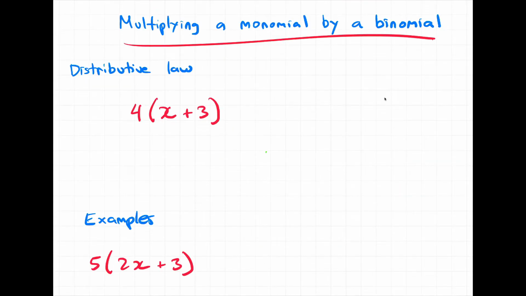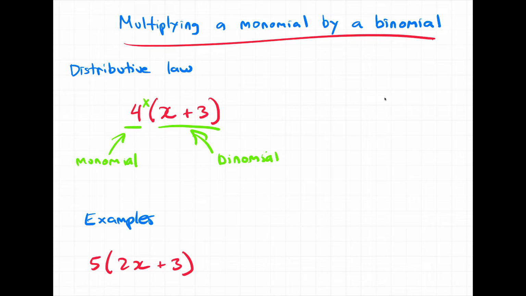Okay, moving along, we're going to take a look at the distributive law, and that's when we are multiplying a monomial by a binomial. Now you can see right here the 4. We know from earlier that this is a monomial. And the 4 beside the bracket, it means multiplication. And I have an x plus 3 right here, which is a binomial.